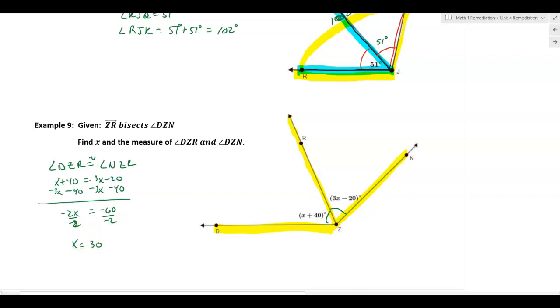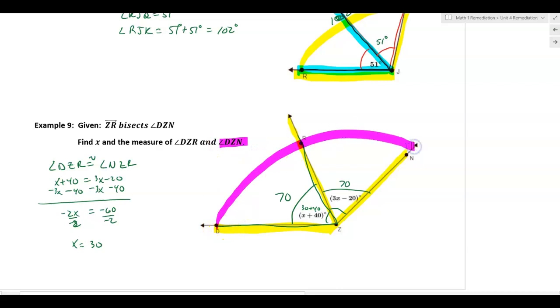Now if x is equal to 30, I can plug it back in to find these angle measures. So D to Z to R would just be 30 plus 40, which is, this angle now is 70 degrees. If that angle is 70, since it's a bisector, I know this angle is 70. And now angle DZN, right? This angle here, which is the combined angles, that's going to be 70 plus 70. So angle DZN is 140 degrees.